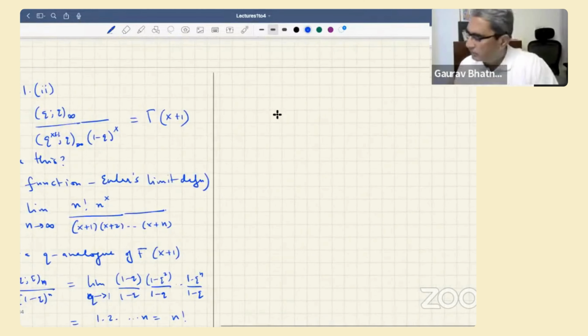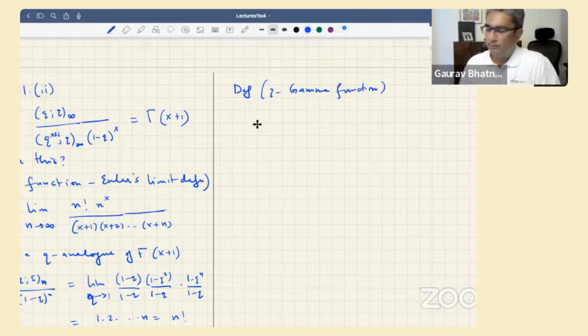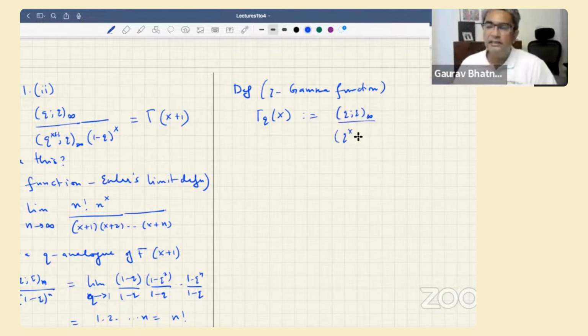Anyway, this is the definition of the q-gamma function, which is denoted like this, and it's defined as, well, no limit now, (q; q) infinity over (q^x; q) infinity, times 1 minus q raised to x minus 1.